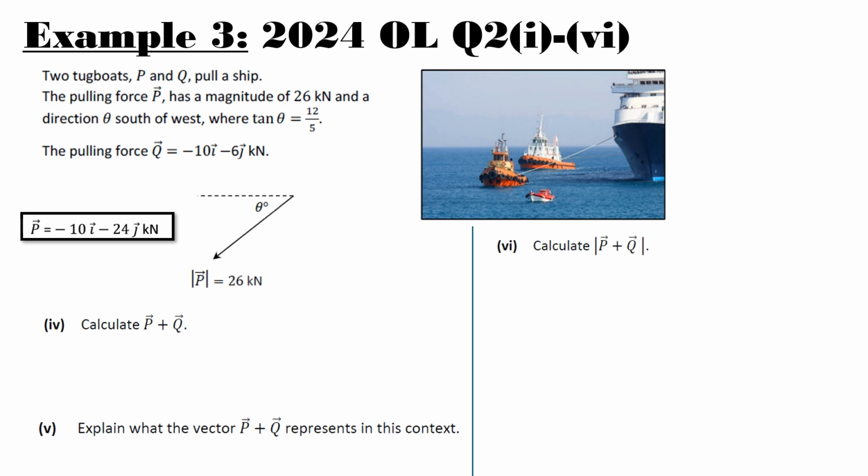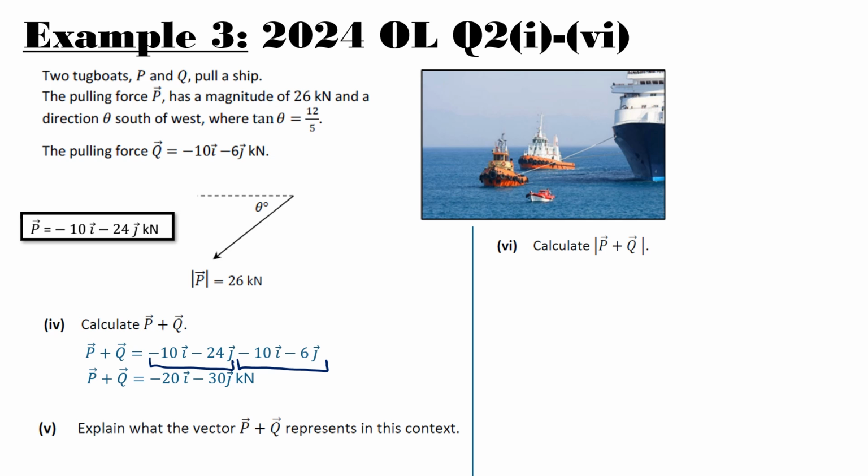So we have 3 more bits left to do on this question. So the first is just asking us to calculate P plus Q. I'll talk about it because the next part asks what it means. So let's just add them together first. So I have P here plus Q, and you add the i's with i's and the j's with j's. So minus 20i minus 30j.